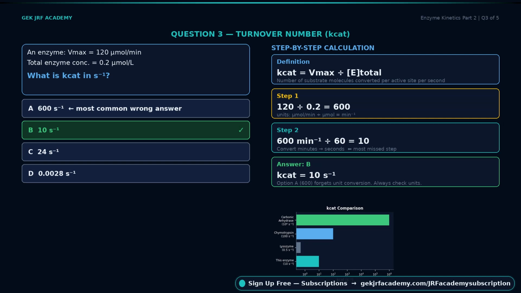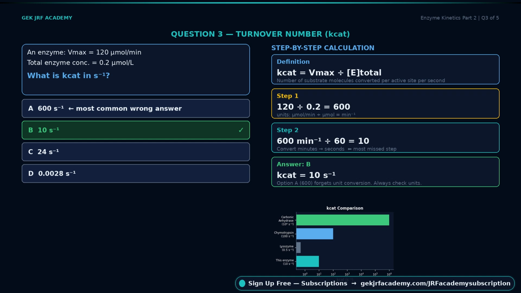Question 3. An enzyme has a Vmax of 120 micromoles per minute and a total enzyme concentration of 0.2 micromoles per liter. What is its turnover number, Kcat, in units of per second? Option A. 600 per second. Option B. 10 per second. Option C. 24 per second. Option D.